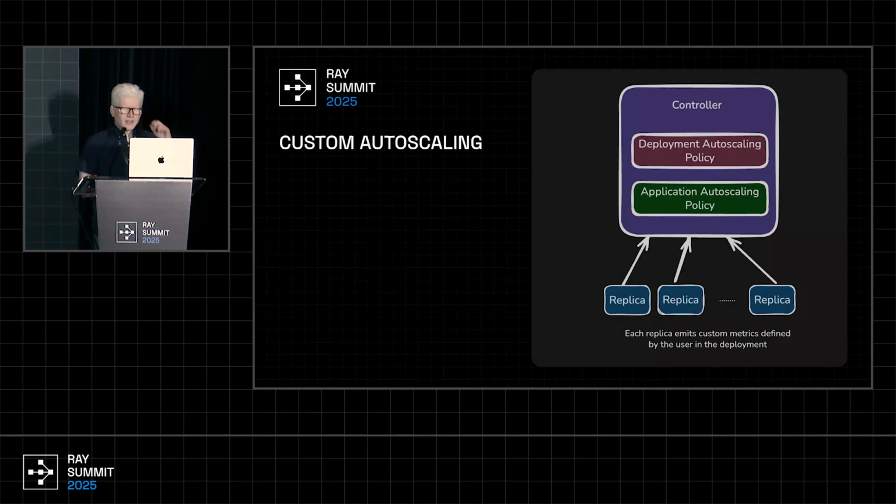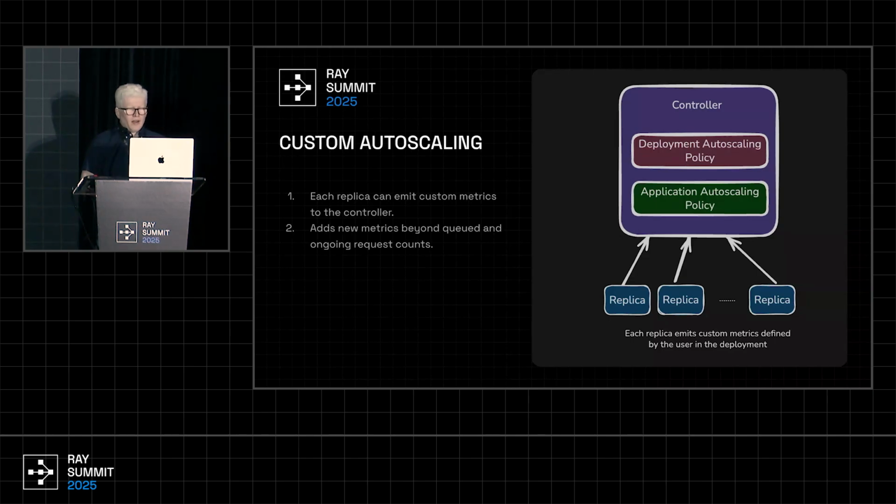The way this works is replicas within each deployment now have the ability to emit custom metrics. Serve ensures that these metrics get transported to the controller and makes them available in the context of an autoscaling policy. These metrics are regularly pulled from replicas by the framework, so users don't have to do anything special.